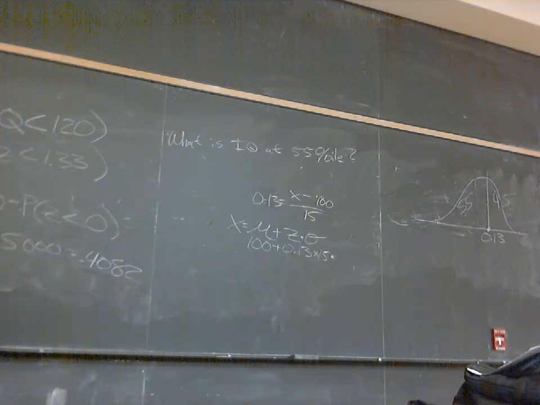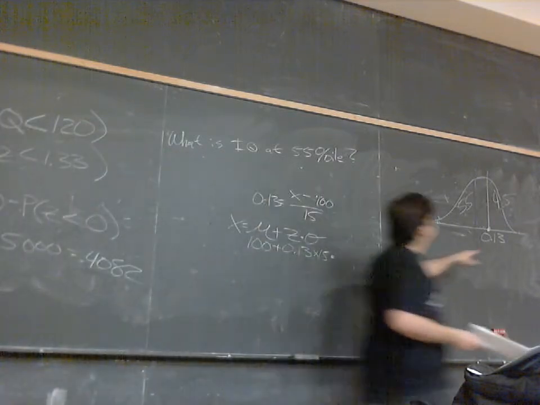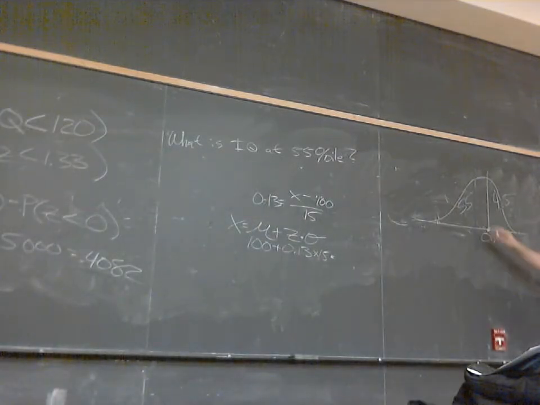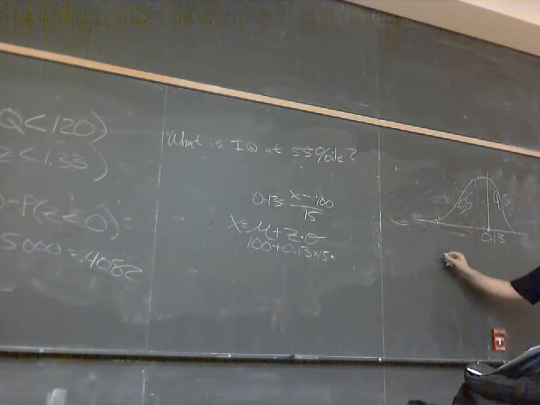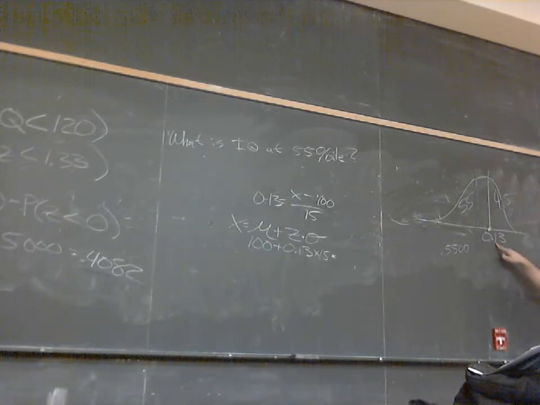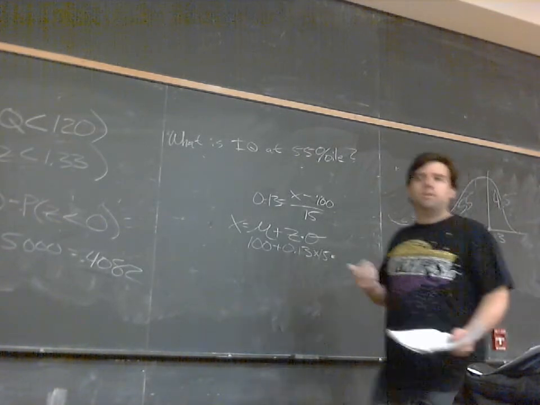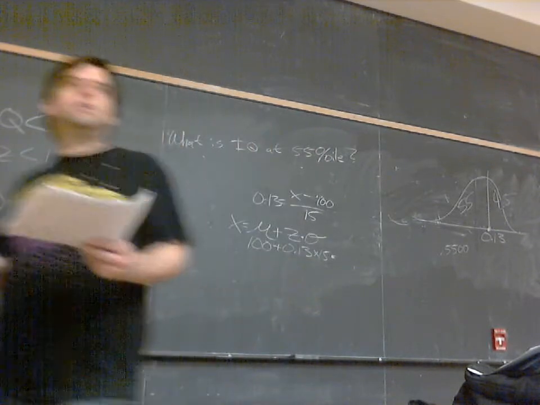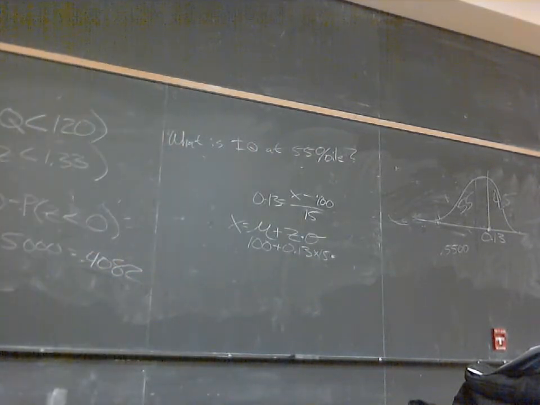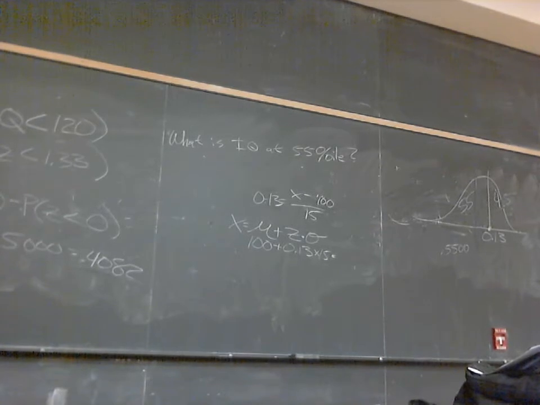Where did you get 0.13? The 0.13, that's the z-score. That came from the table. I went to the table and I looked up the 55th percentile, or I went to 0.5500, or as close as I could get to it. And that was on row 0.1, column 0.03. So that z-score is 0.13. Questions there? All right, then let's look at chapter 7.